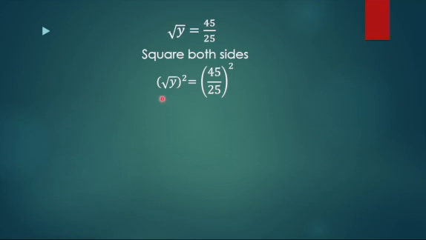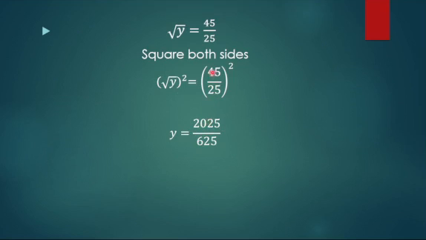Now, I need to explain to you that it is standard in mathematics that anytime you have root something all squared, the answer will be the content of the square root. So in this case, y is the content of the square root, and it is all squared. By standard in mathematics, your answer will simply be y. So we just have y is equal to 2025 over 625.